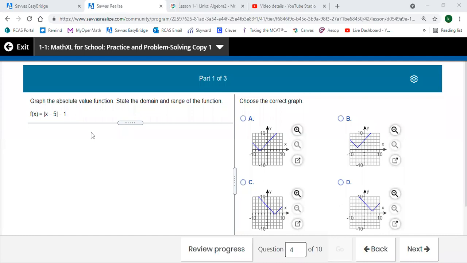Okay, this is the fourth problem, I believe, down here. On mine, that says that that is problem 1.1.23. Let's see, let me get the writing tool here. So the first question says to graph it or select over here from the graphs at the right, which graph is |x - 5| - 1.